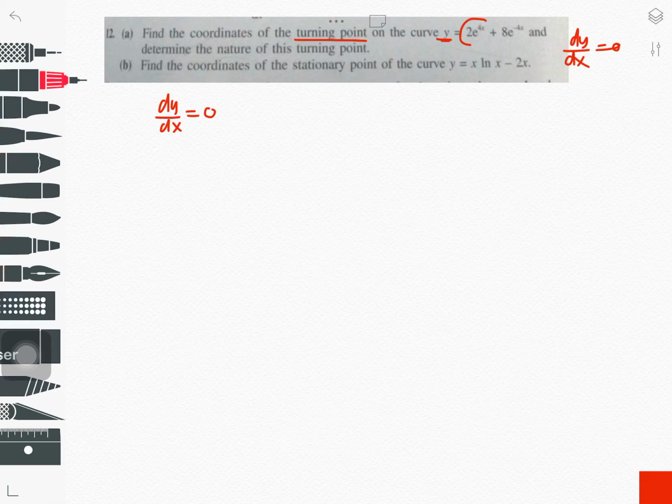Let's find. If I differentiate this, what is my answer? You differentiate the power, you get 4. So bring the 4 down. It's going to be 8e^(4x). Very simple. And then you differentiate this, same concept, your answer is going to be negative 4. So 8 times 4 is 32e^(-4x) equal to 0.